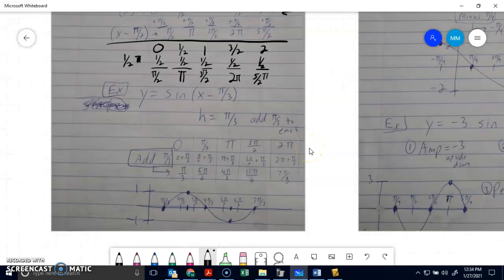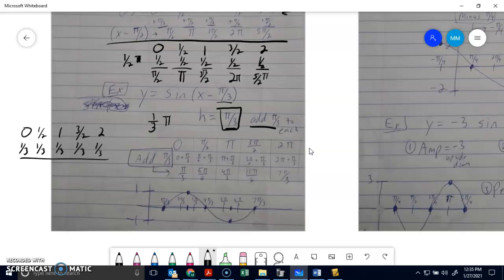So for instance, if I do x minus pi over 3, remember we do the opposite of what you see, that means h itself is just pi over 3. So I'm going to add pi over 3 to each one. I have the work right here. You can look at this with the pi's, but let me do them with just the numbers: 0, 1/2, 1, 3/2, 2. And I'm going to add, what's pi over 3? That's 1/3 of pi. So I'm going to add 1/3 to each of these.